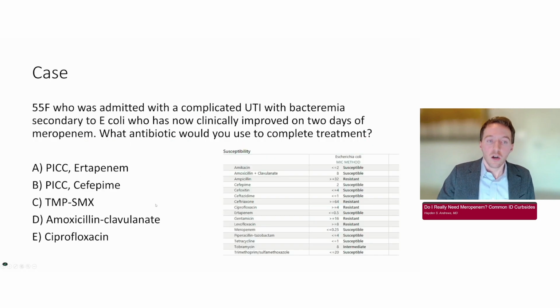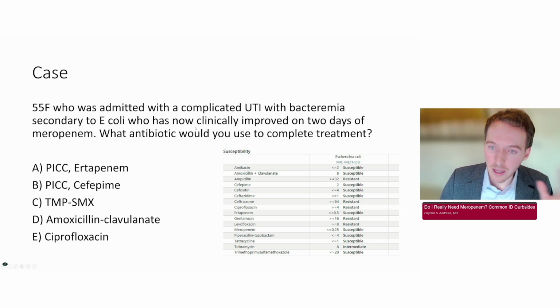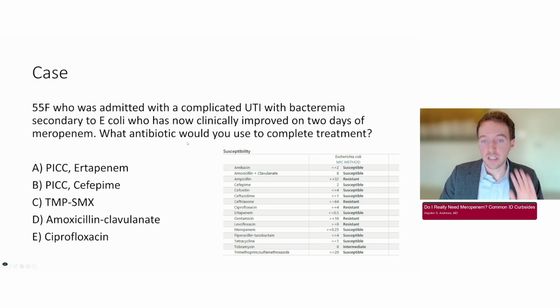Okay. So when I'm thinking now about this patient, back to our question, she had this complicated UTI with E. coli bacteremia on meropenem because of her prior history of ESBL. She's now improved, so clinically improving. We think we have source control. So we now need to choose a susceptible antibiotic at the right level, and we're going to generally favor PO antibiotics.